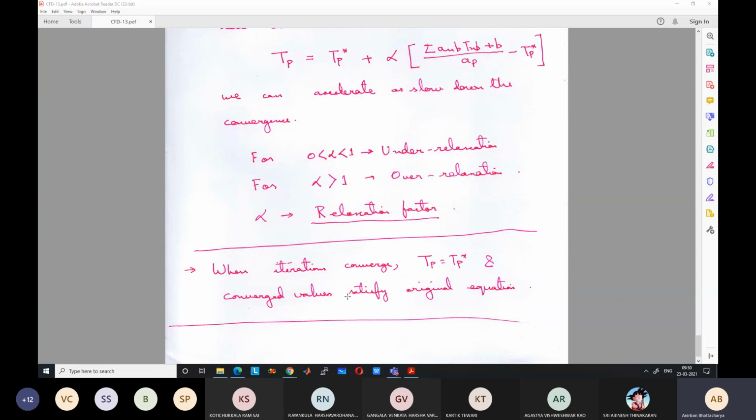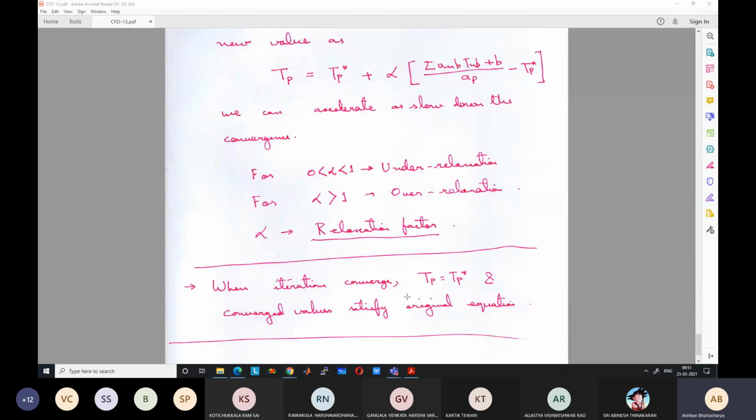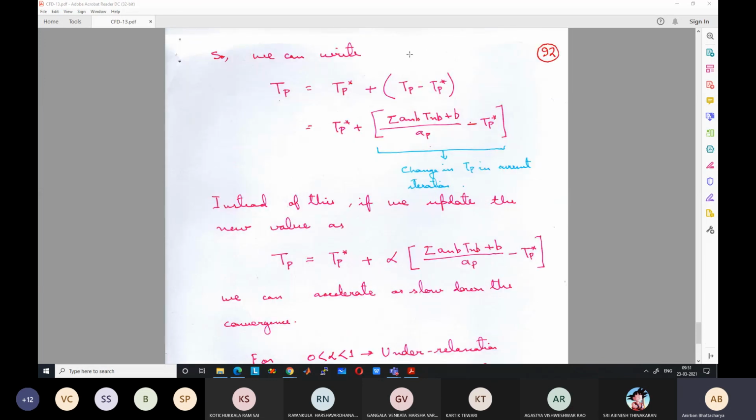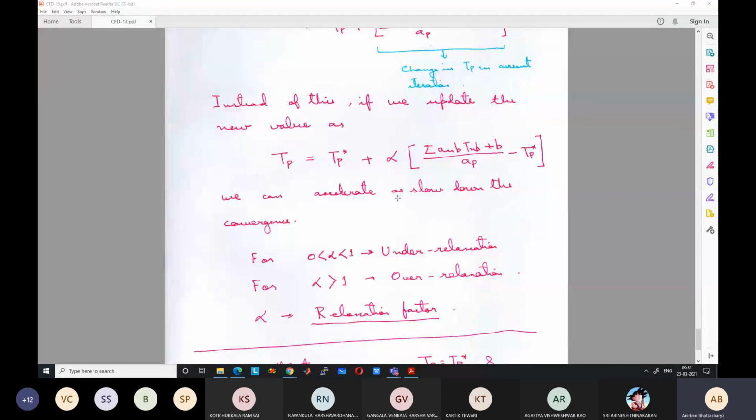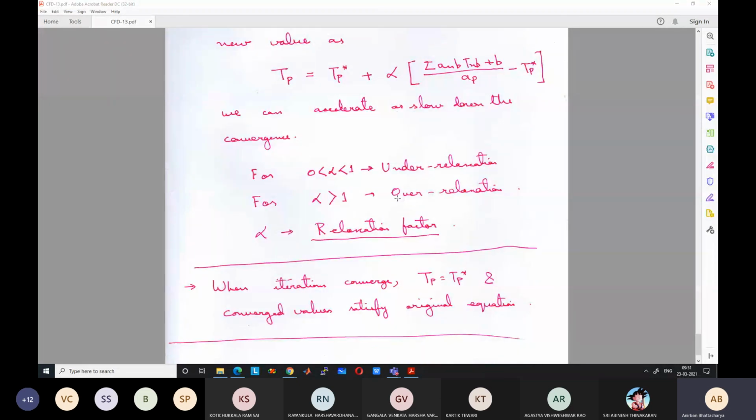Remember that when the iteration converges, TP is equal to TP star, and it does not matter what value of alpha you have taken, because in the converged equation this difference will become 0, since TP will become equal to TP star theoretically. So ultimately you will have the correct solution, whatever the value of alpha. The converged value does not depend on alpha. Only how you reach that converged value depends on alpha.